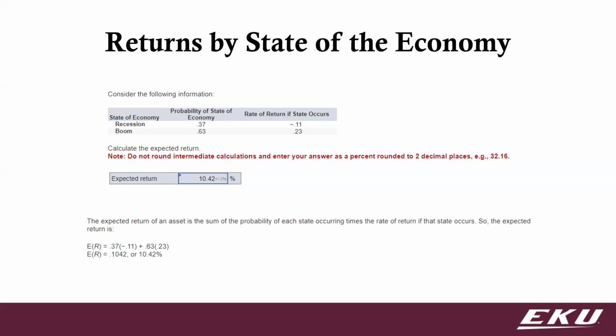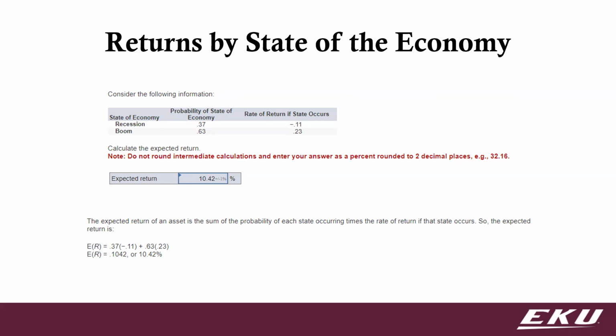A lot of times I'll say these problems are written with 5 states of the economy: really good, pretty good, kind of flat, kind of bad, really bad. But whatever it is, you come up with some probability. Those have to equal 1 when you add the probabilities up. And then you see what the returns would be in those. And all we do is take the probability that we're in that state times the return we get for each of the states.